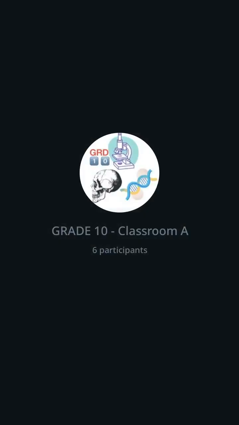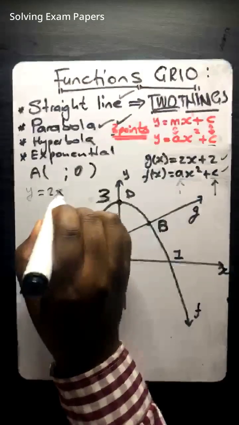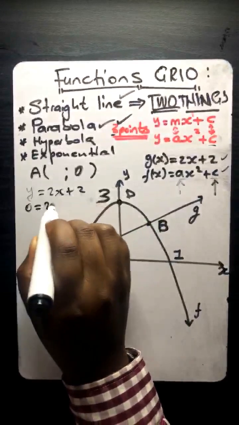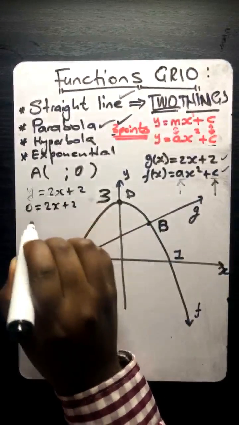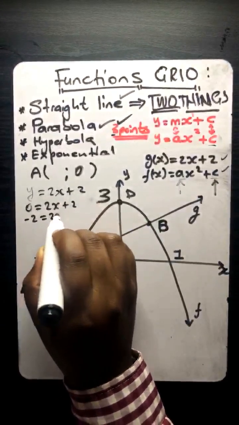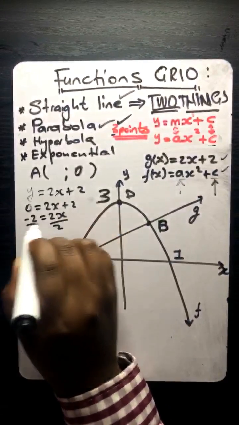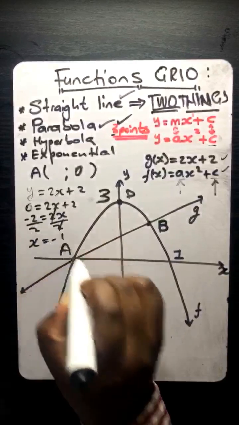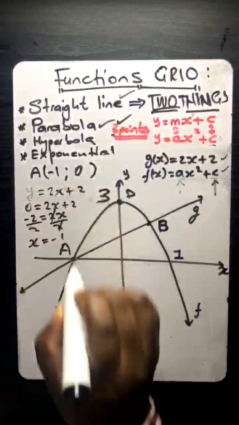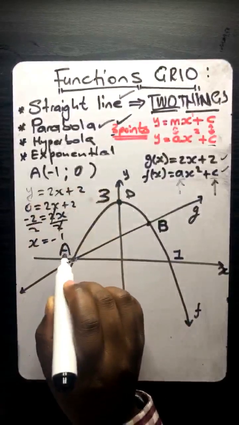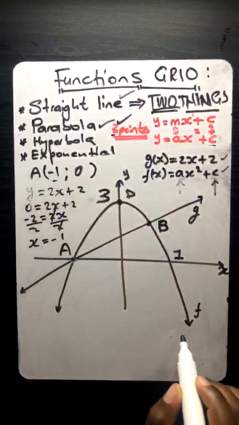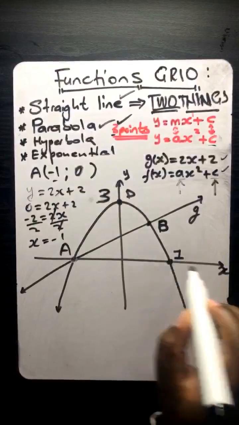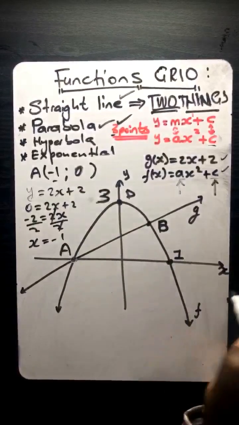So that is why you're going to say y is equal to 2x plus 2. And then where you see y, you put 0 there. That means you take that to the other side. It becomes that. And then you divide by 2 on both sides. That cancels. Then your x is equal to -1. Meaning the coordinates of point A are -1 and 0. And obviously this point is 1 and 0.